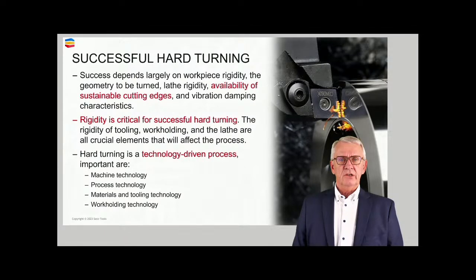Successful hard turning, so you need sustainable cutting edges. I use the word sustainable here in the sense of durable. The cutting edges have to keep, over a longer period of time, their initial properties, their initial geometry, their initial material structure, and so on, even when used in heavy conditions. Because the working conditions of a cutting edge in hard turning applications are rather severe. We are going to come back to that later.